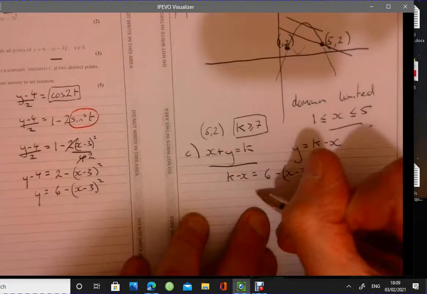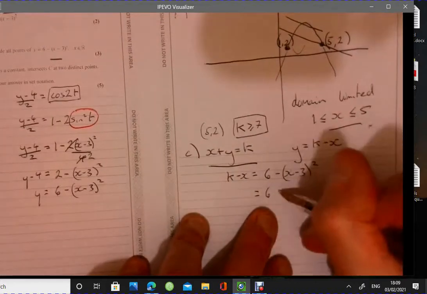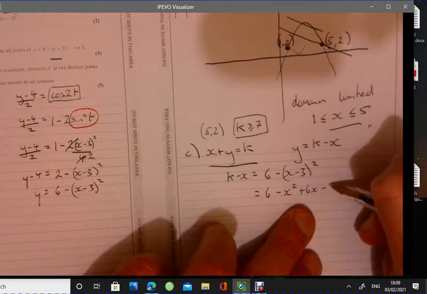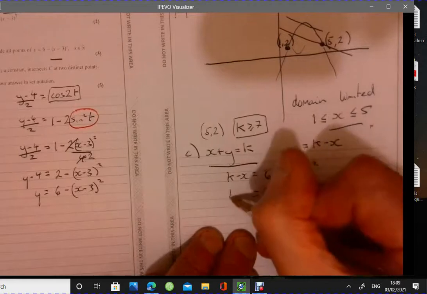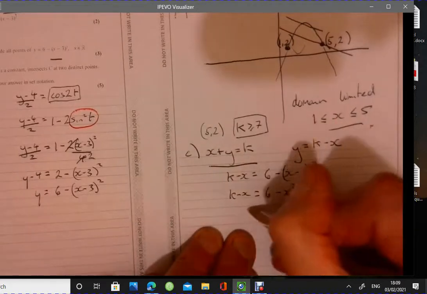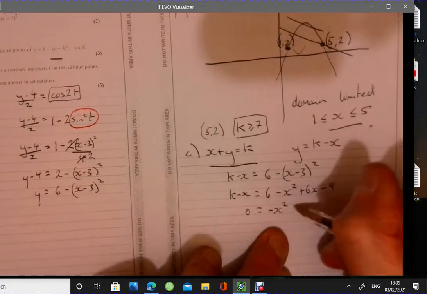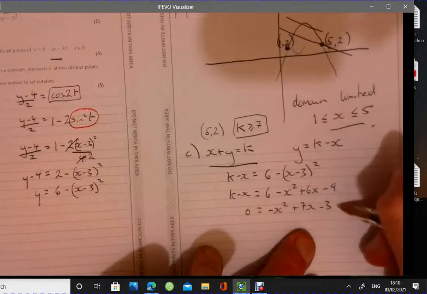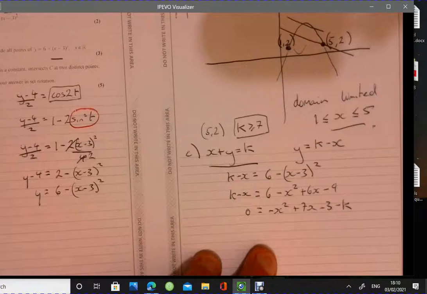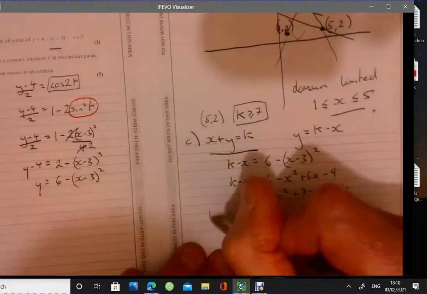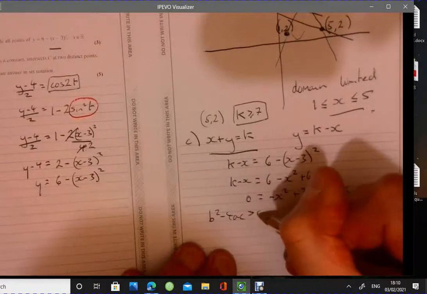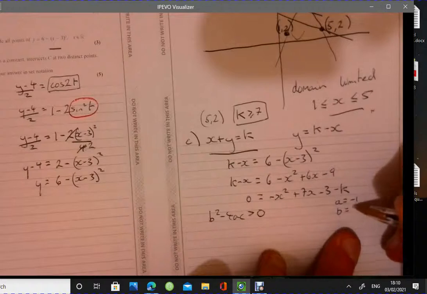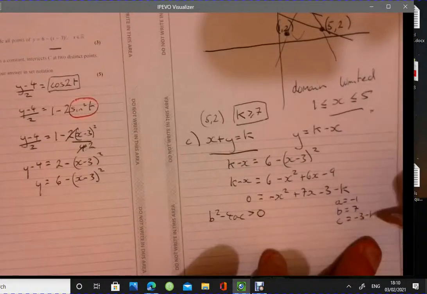So if I multiply this out, what do we get here? We can have 6 take away x squared. I'm jumping a little bit here. We're going to plus 6x minus 9. I've kind of removed the brackets there. A little bit dangerous doing that. Add x to both sides and take away k. So we're going to get minus x squared plus 7x, and then we're going to have minus 3 minus k. Now, if we know it's got 2 solutions, then remember b squared minus 4ac must be more than 0. So a equals minus 1, b equals 7, c equals minus 3 minus k.